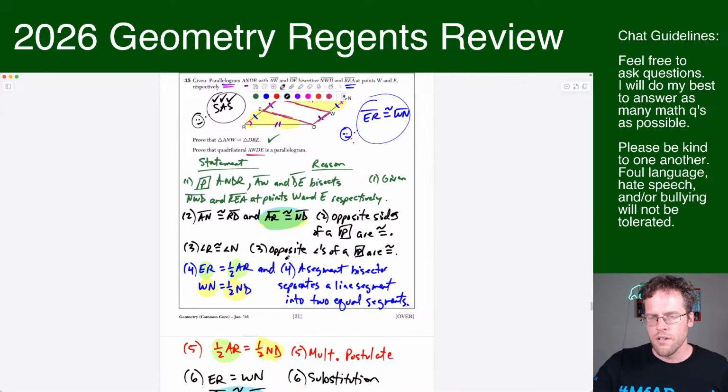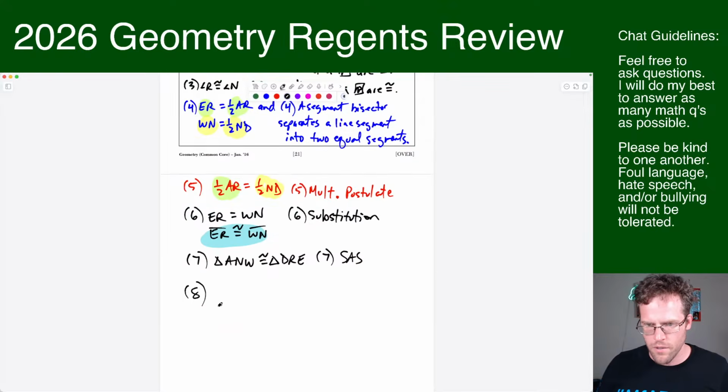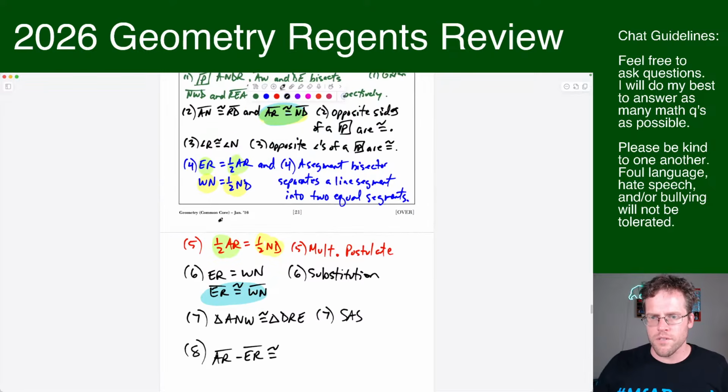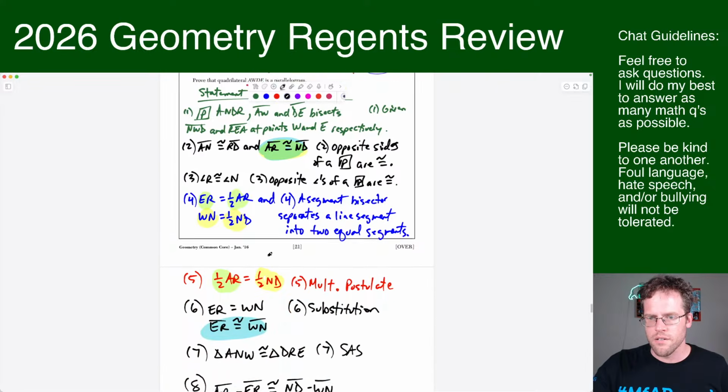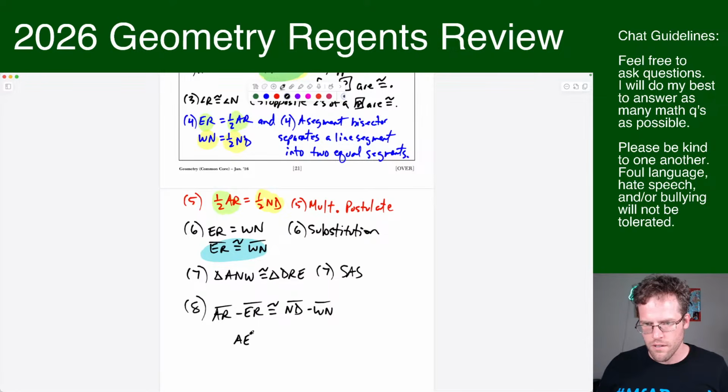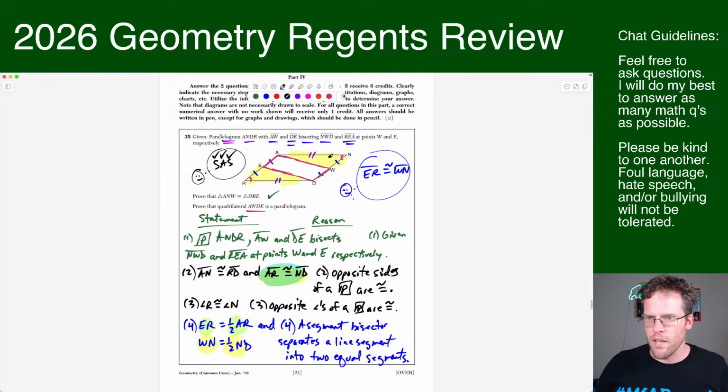So AR minus, no, I'll say ER so it matches what we have over here. That's going to be congruent to, and if we scroll up, AR minus ER is going to equal ND minus WN. And what does that give us, though? AR minus ER gives us AE. So that gives us AE. And what happens when I do ND minus WN? So ND minus WN gives us WD.